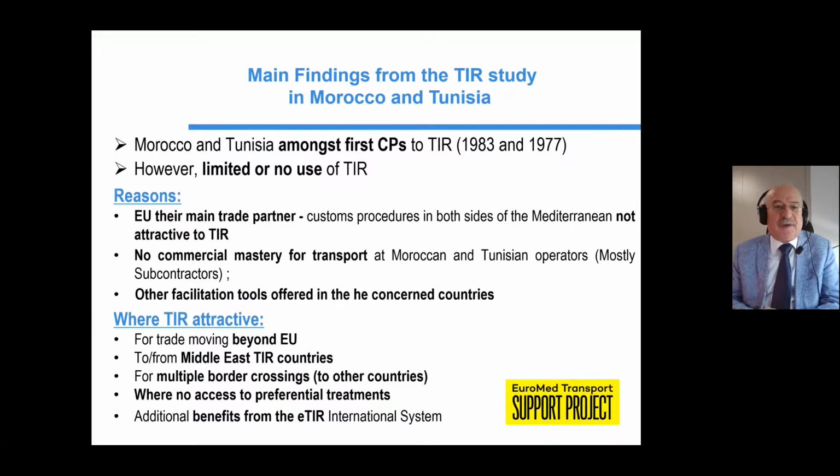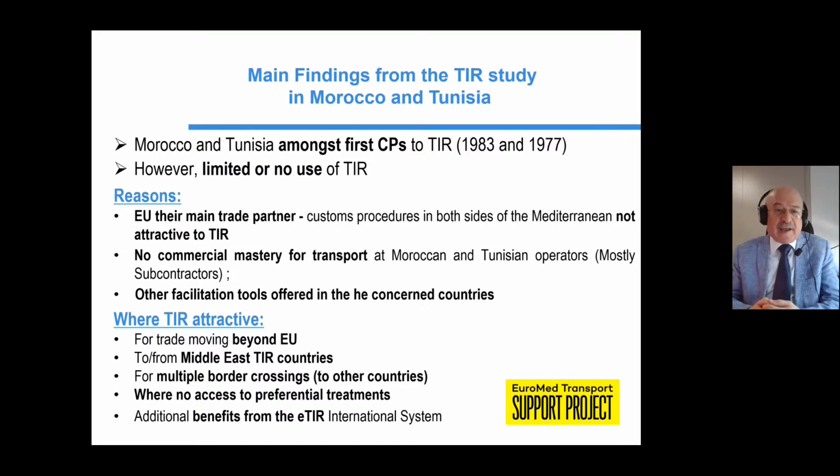The same study of the Euromed Transport Support Project provides us with some insight on the reasons for the situation. It seems, first of all, that these two countries are mainly trading with the EU, and noticing that the EU customs procedure now is only one space, trading with the EU is not in favor of the TIR. And the transporters in Morocco and Tunisia as operators are not really mastering the total chain of transport, as they mostly act as subcontractors. And finally, the project notes that there are other facilitation tools offered in these countries at the border, which reduce the attractiveness of the TIR for the time being.